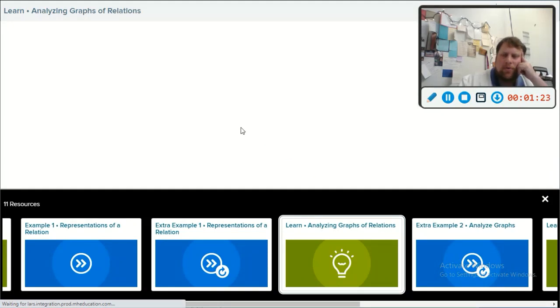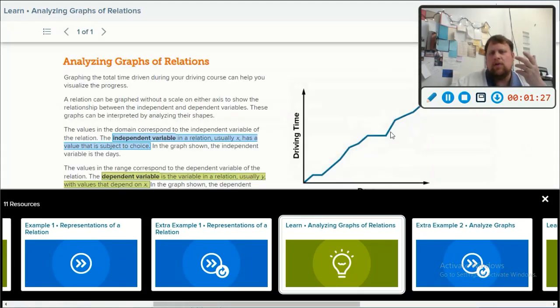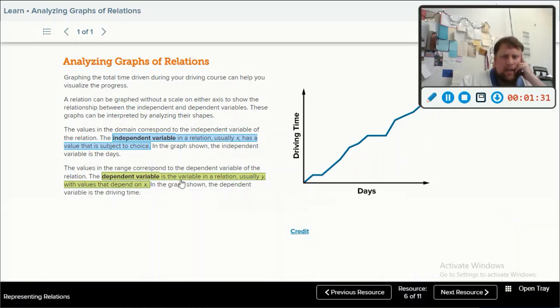Now, we're going to put this in graph form and see what it would look like. And you'll notice it's saying we don't have units on this graph. We don't actually have to have units to analyze a graph. In this case, the independent variable, which is usually x, is the value that is subject to choice. So our x values would be days. And days is subject to choice because the driving time depends on the day, but the day doesn't depend on the driving time.